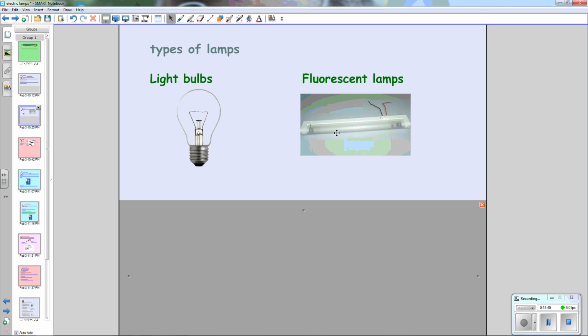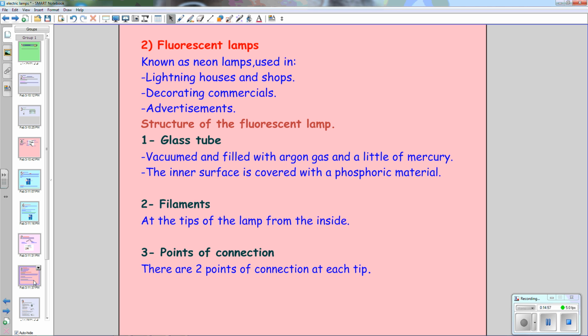This is the fluorescent lamp. So this is the light bulb, and this is the fluorescent lamp. The fluorescent lamp is composed of three main parts: the glass tube, filaments, and the points of connection.